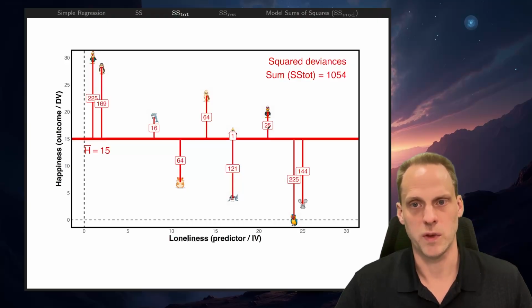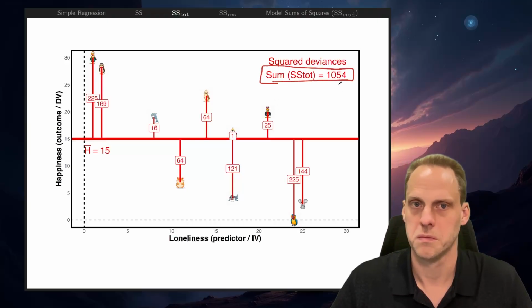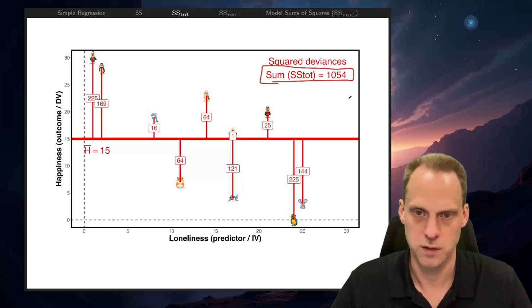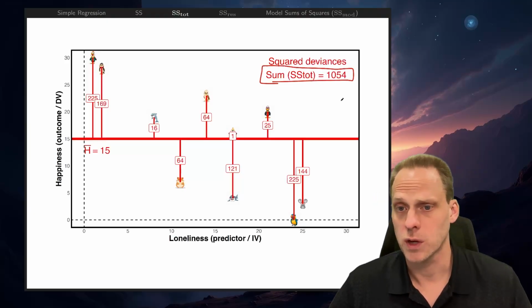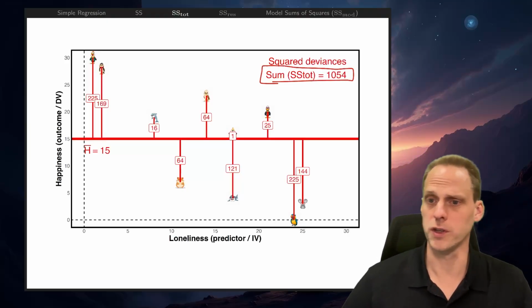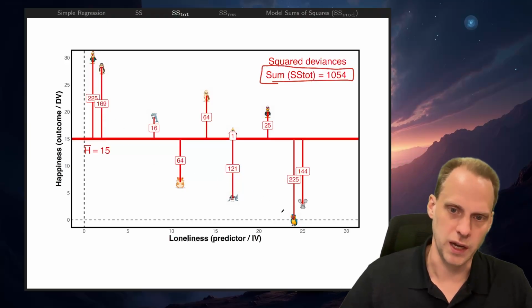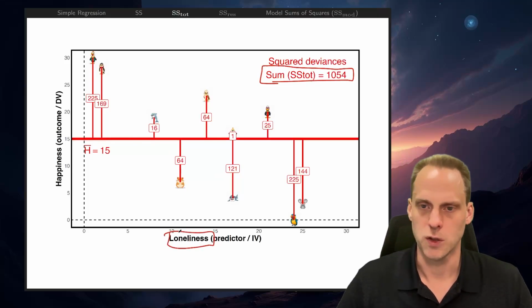We sum them, then we get our total variation in the data. 1054 points, whatever that is. There's a high number. We could divide by n minus 1, take the square root for the standard deviation, but there's no reason to do that here. Because we want to know, if we now draw a line where we do take loneliness into account, so now we don't do that yet, do we get a better model?